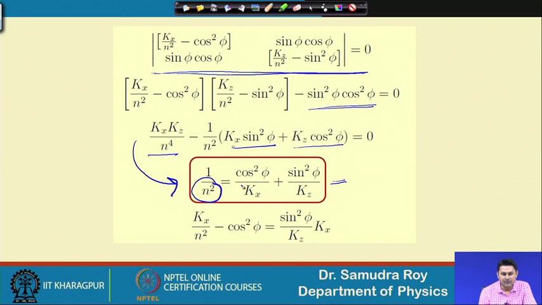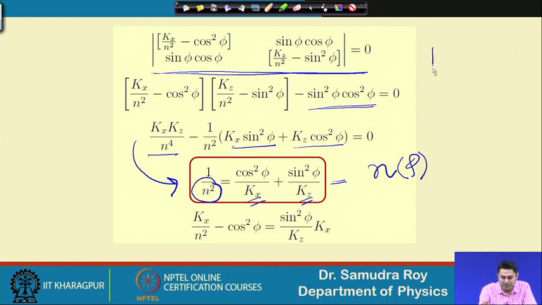So, all the steps are given. I will be happy if the students who are taking this course can do that by their own hand, then they will understand how this works. The calculation is very simple, but all the steps are done here. So, nothing very new here. So, 1 by n square is cos square phi kx plus sin square phi kz, and this suggests that whatever the n I am talking about is a function of phi. That is very important, because on the right hand side we have phi, and kx and kz are constant terms.